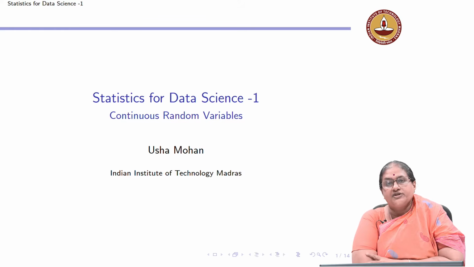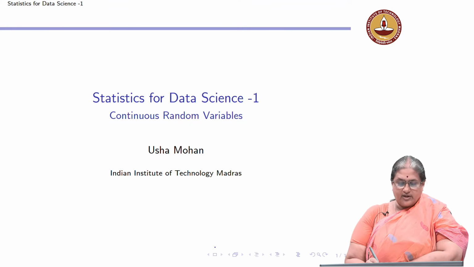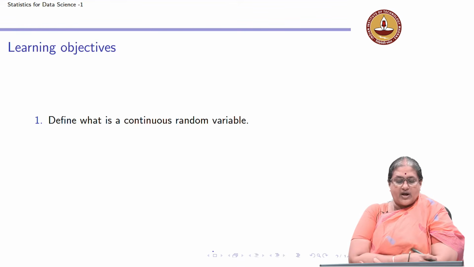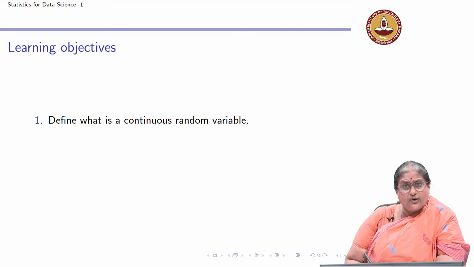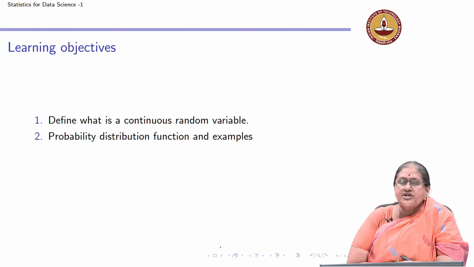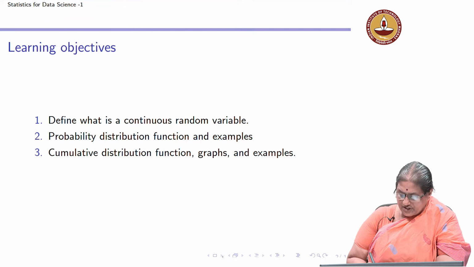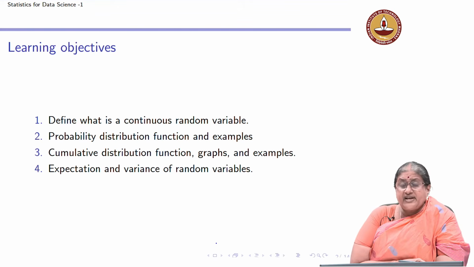So far we learnt about discrete random variables. So now we are going to understand about continuous random variables. What we are going to do this week, the learning objectives for this week, is to understand: first, we define what is a continuous random variable and how it is different from a discrete random variable. We will introduce what is called the probability distribution function of a continuous random variable. We will also introduce the concepts of the cumulative distribution function and expectation and variance.